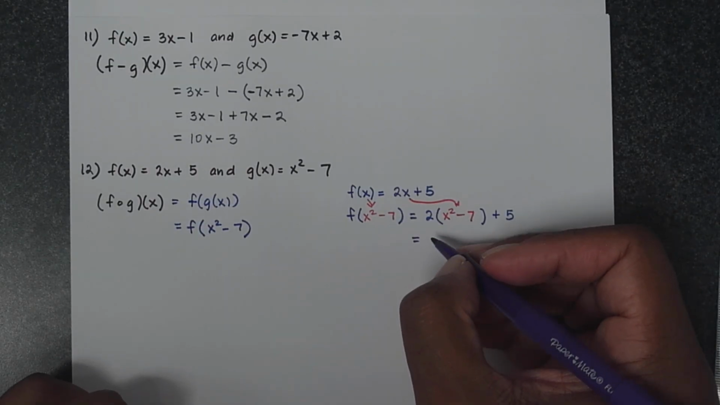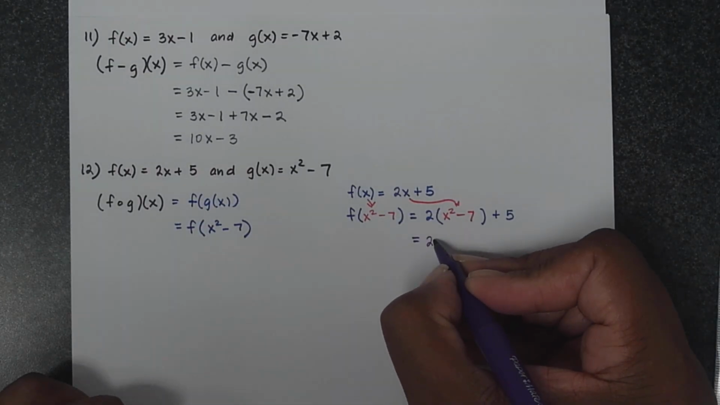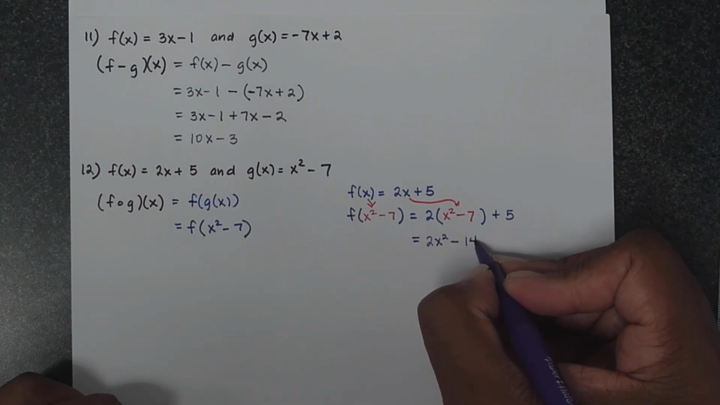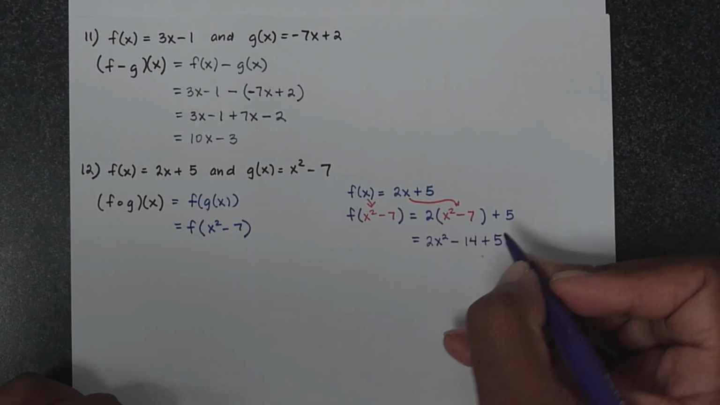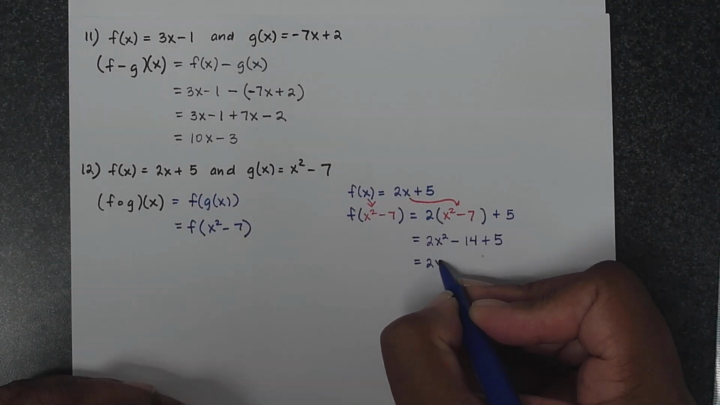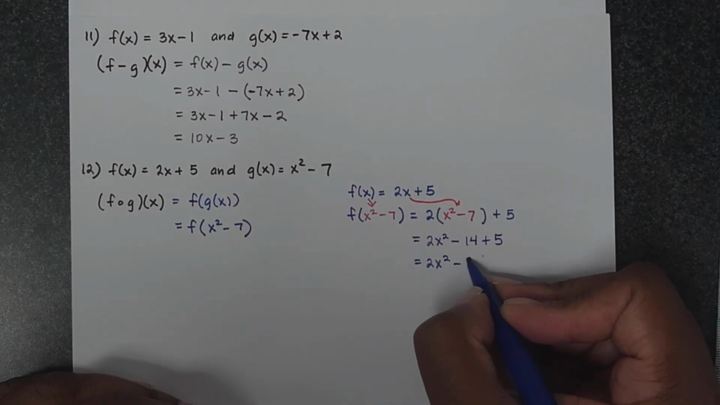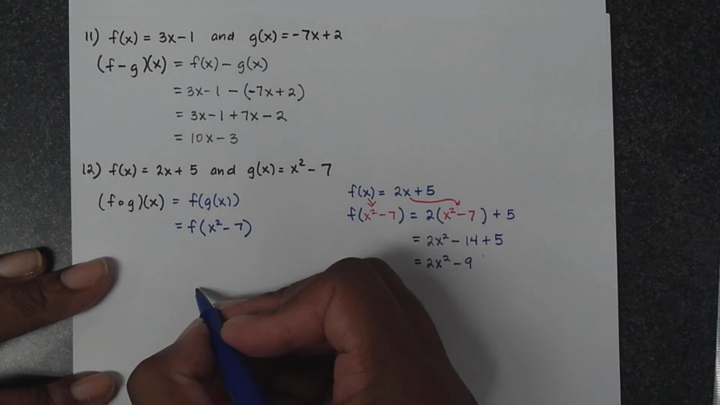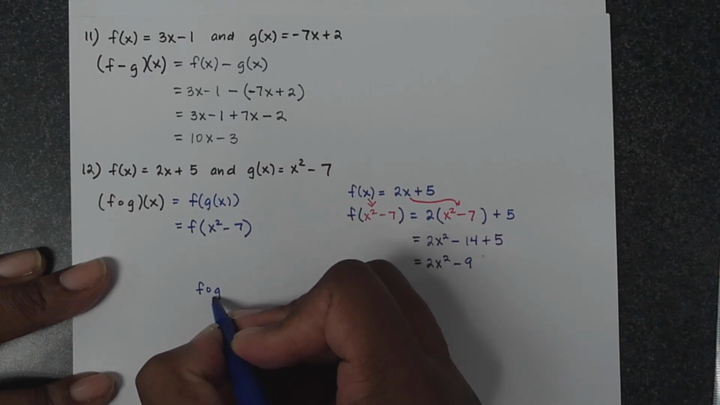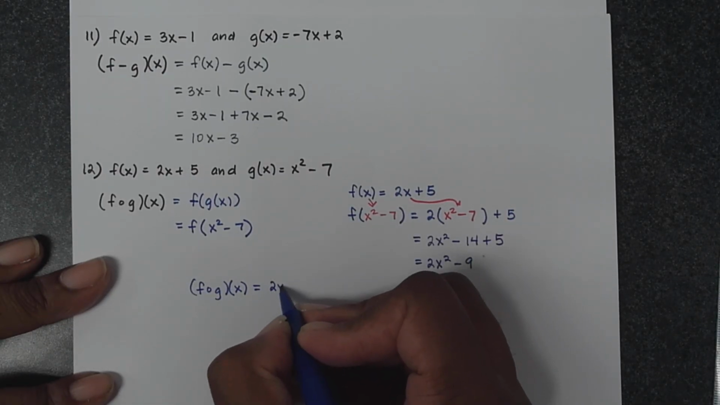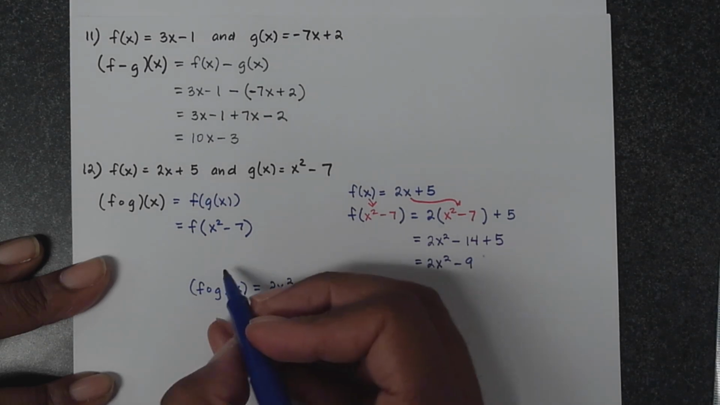Distribute the 2 over the x squared minus 7. I'll have 2 times x squared will be 2x squared minus 2 times 7, which is 14, and then plus 5. Okay, now if I combine like terms, bring this 2x squared down, minus 14 plus 5 will be a minus 9. So I end up with 2x squared minus 9, which means that the composition of f with g of x would be 2x squared minus 9.